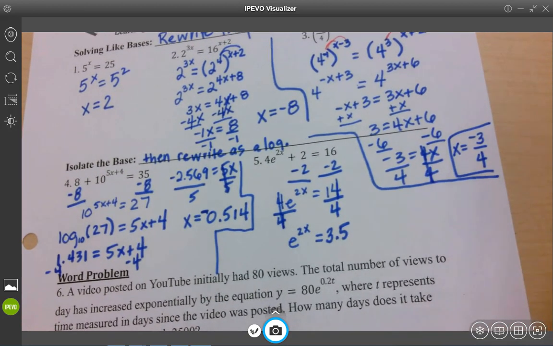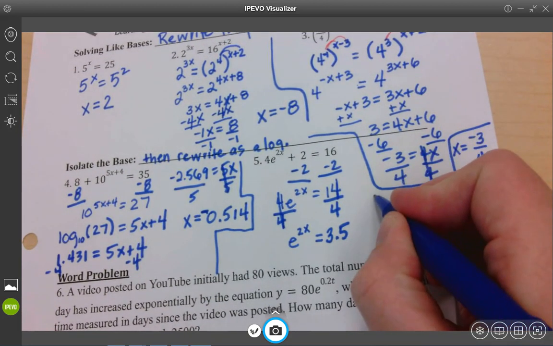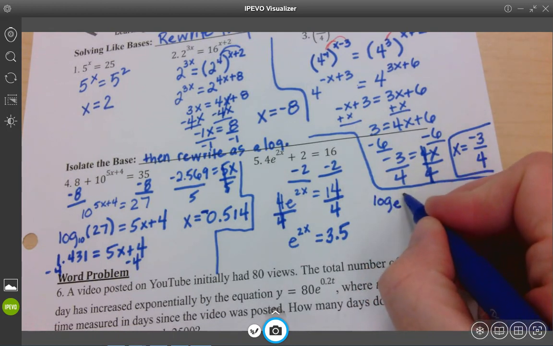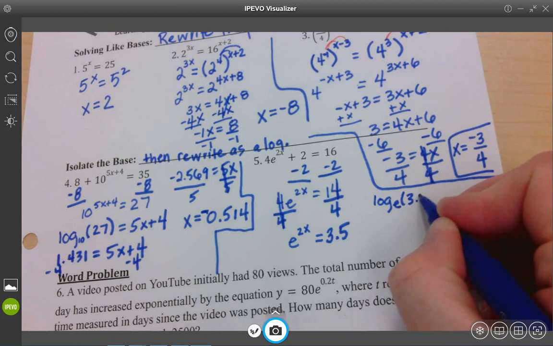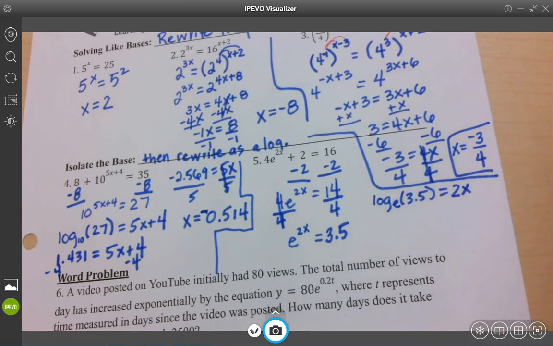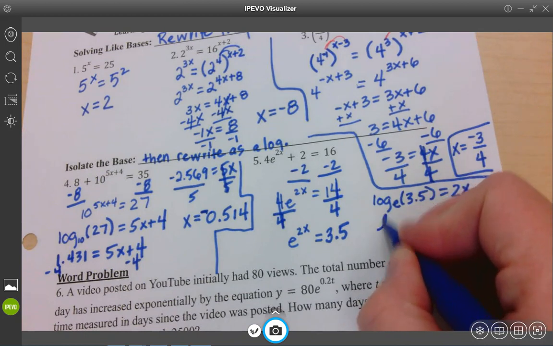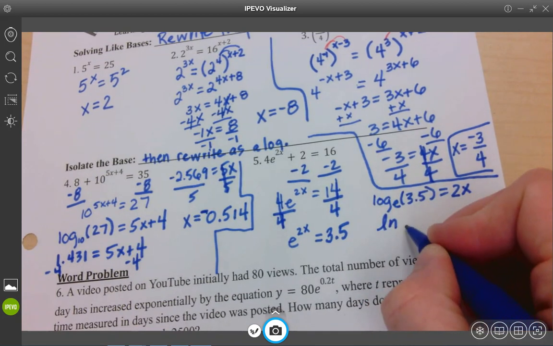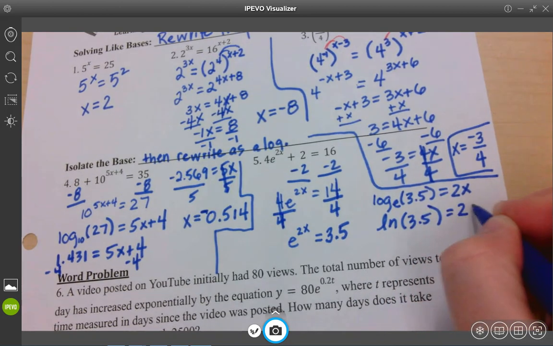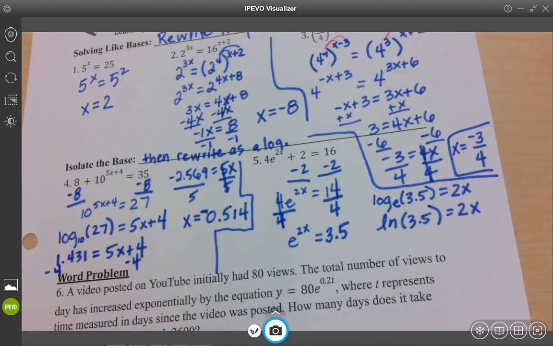I'm going to actually write it both ways for you. So first I'm going to write log base e of 3.5 equals 2x. And then I'm going to remember log base e is ln, and that's ln 3.5 equals 2x. Okay, and now I'm going to put ln 3.5 into the calculator, and you should do that as well.